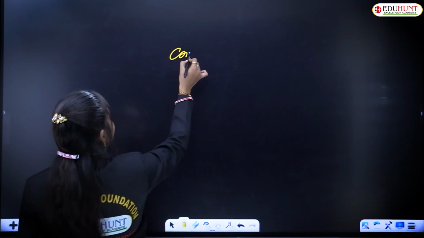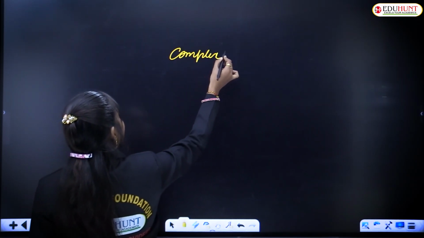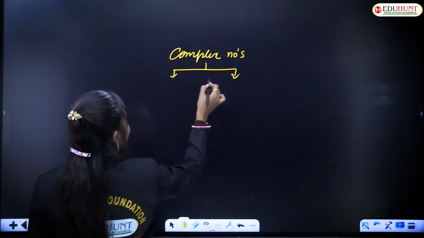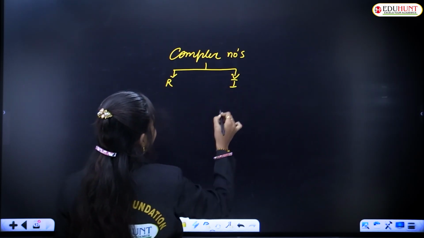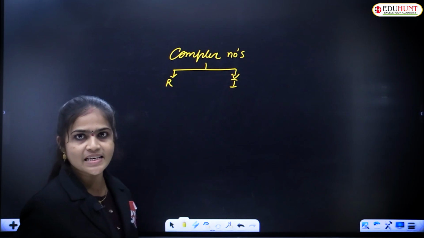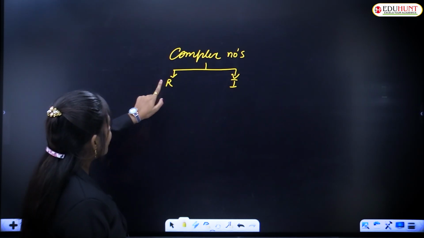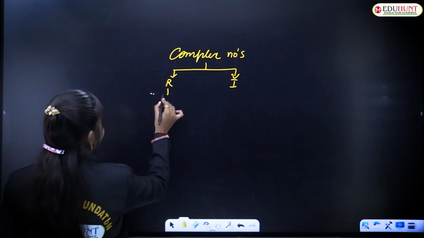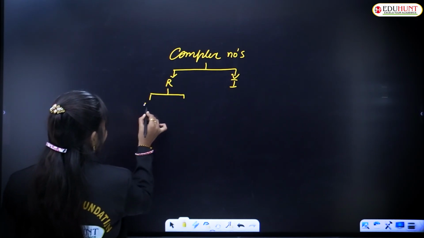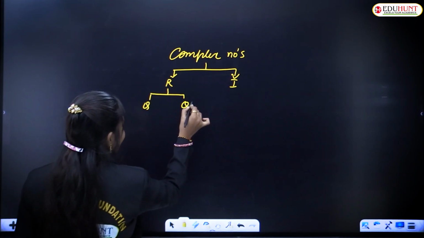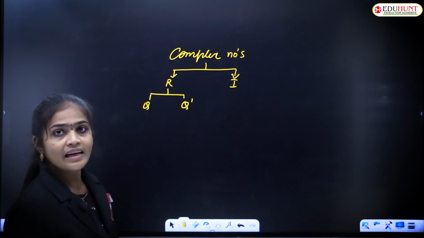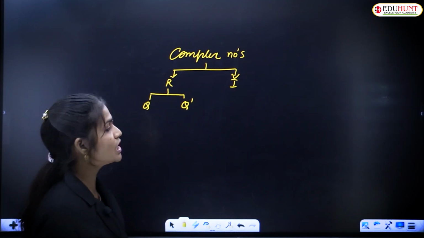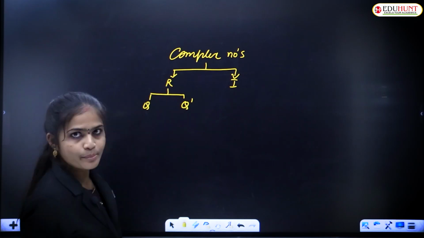First, complex numbers. In complex numbers we have real numbers and imaginary numbers. That is the definition of complex numbers: the combination of real numbers and imaginary numbers. Real numbers are the combination of rational numbers and irrational numbers.